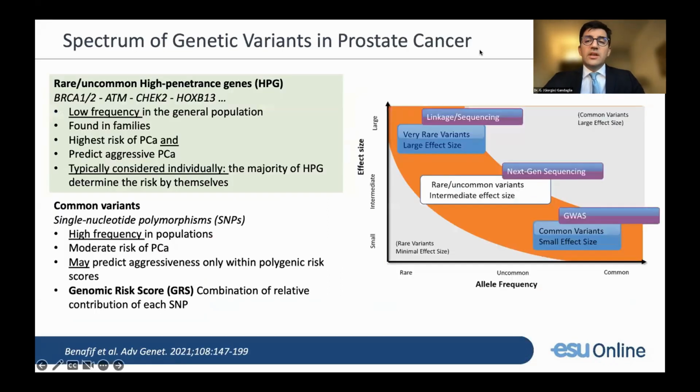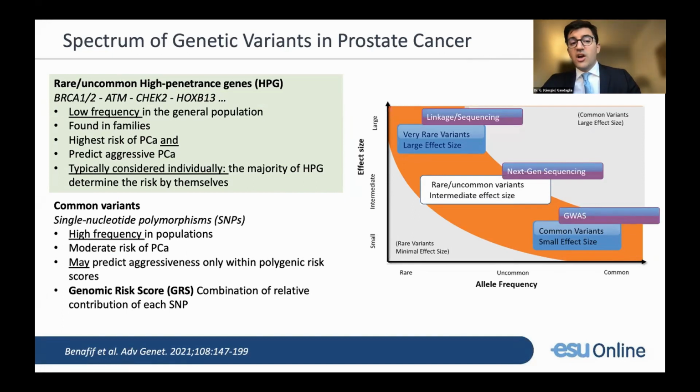When we have a look at the spectrum of genetic variants in prostate cancer, we typically have rare or uncommon high penetrance genes. These are, for example, BRCA1 and 2, ATM, CHEK2, HOXB13, and these are genes with a low frequency in the general population, and they confer a higher risk of prostate cancer, and they predict aggressive disease. They should be considered individually, and they determine the risk by themselves.